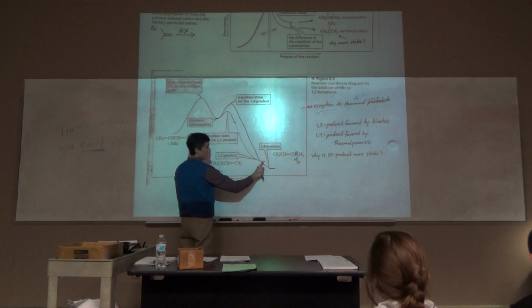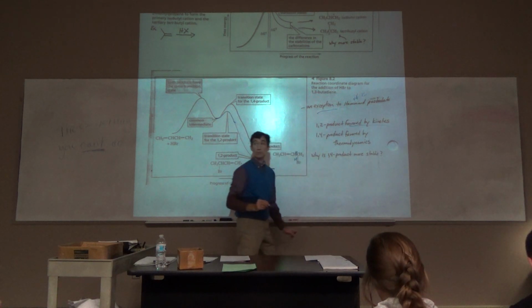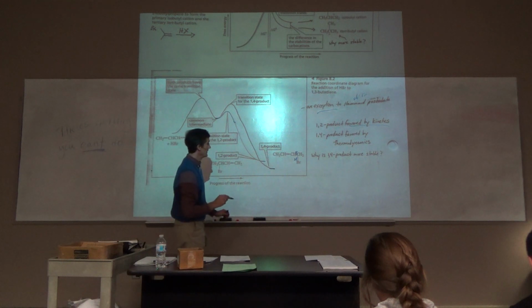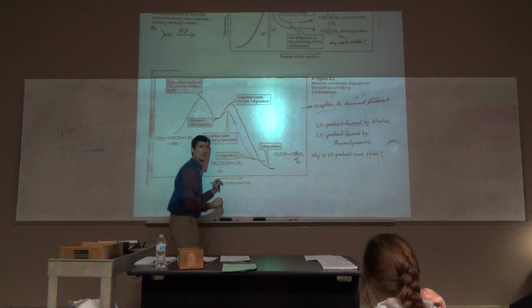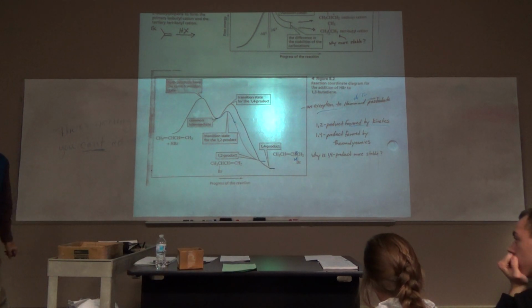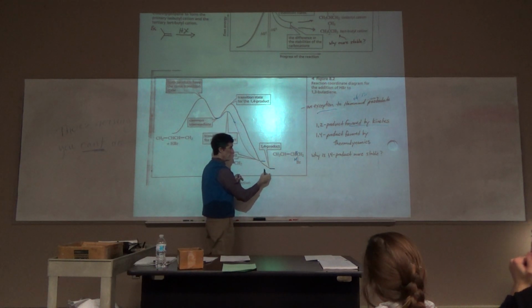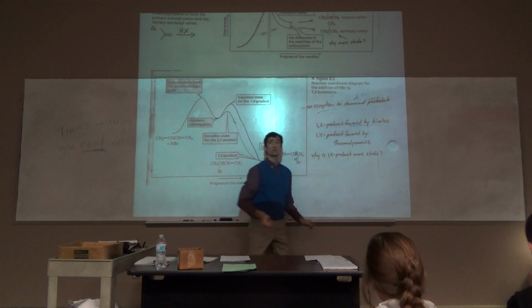Here you go. The 1,2 is thus your kinetic product. It's favored by kinetics. It's formed fastest. What about thermodynamically? Which one's favored thermodynamically? Thermodynamically, you're just looking at like exothermic, endothermic, overall. Which one is overall more favored? 1,4, the more stable one. The 1,4 is favored by thermodynamics, but the 1,2 is formed faster.